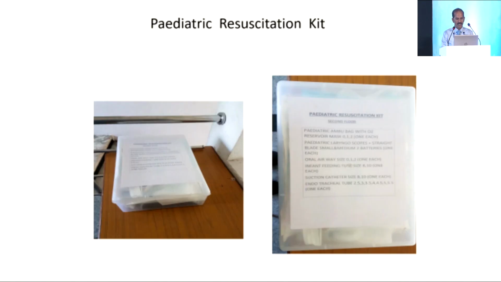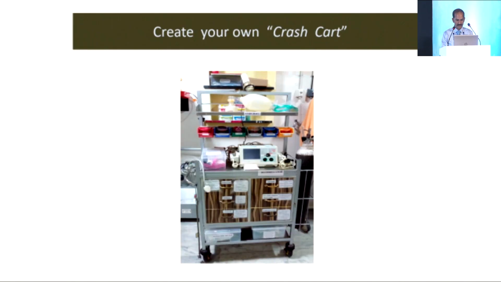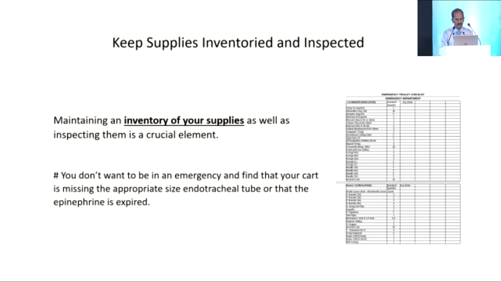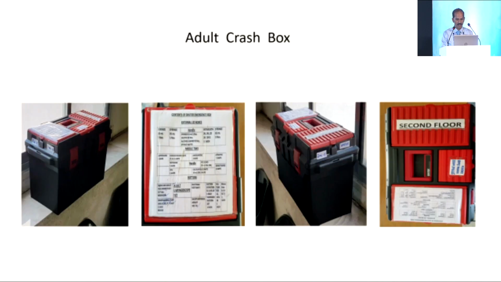As I mentioned, you need to have a pediatric resuscitation kit in all the places. The best is to create your own crash cart. See how you are equipped, make your own protocols, equip yourself, and then finally have a sheet which gives an idea of how to move about in your crash cart. Knowing where your supplies are located on a crash cart is as important as having it itself. Navigating your way through a hectic code is much easier when you have an organized system for your crash cart. Another important thing is maintaining an inventory of your supplies. Remember, when you are in an emergency, you don't want to say sorry when you don't have an appropriate endotracheal tube, or to see that your epinephrine is already expired.